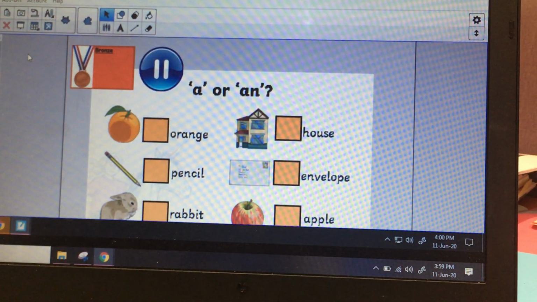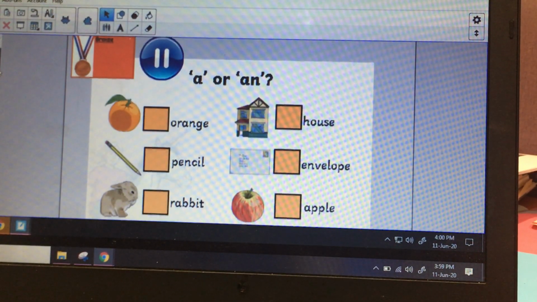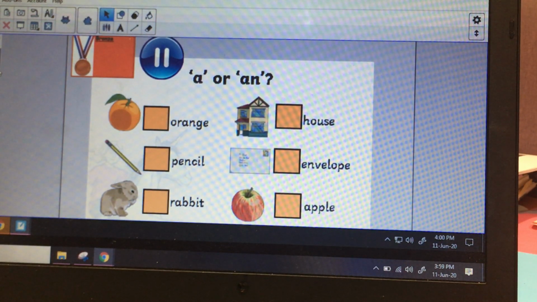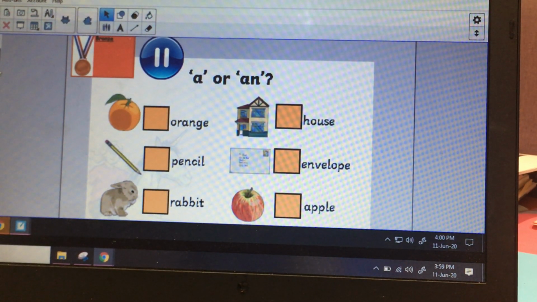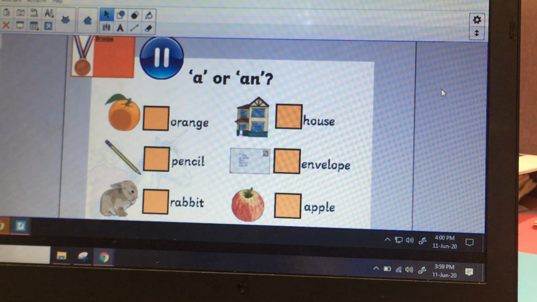Okay, so for the bronze activity today on the website, you're going to be doing something similar. You're going to be given a word, and you've got to work out whether a or an would go in front of it. So we've got orange, pencil, rabbit, house, envelope and apple. Remember that if it has a vowel letter or sound, you would use an. If it has a consonant letter or sound, you would use a. So have a go at those and pause me now.